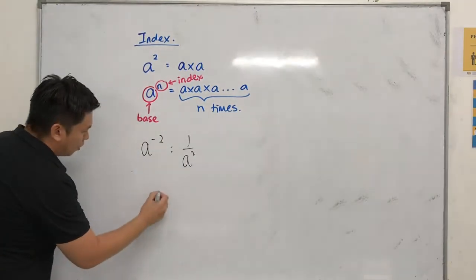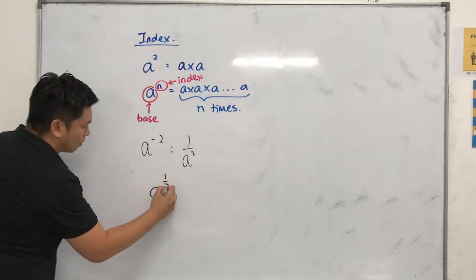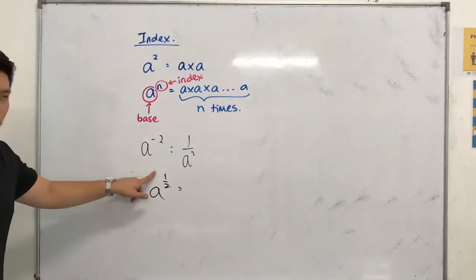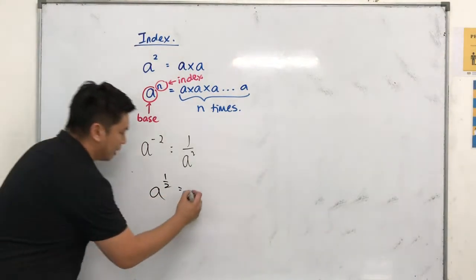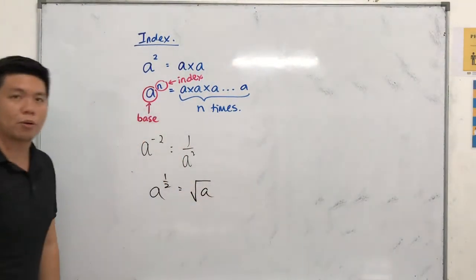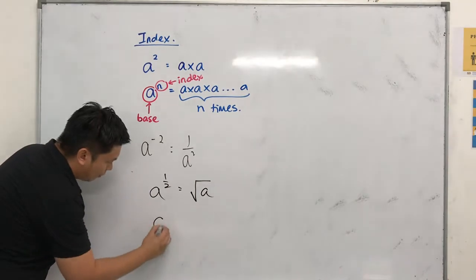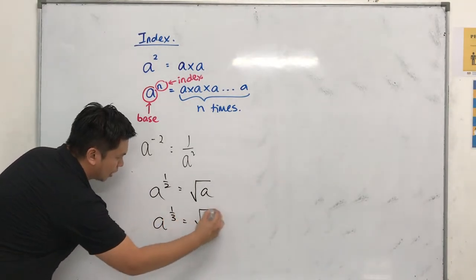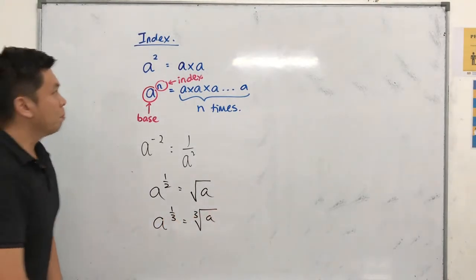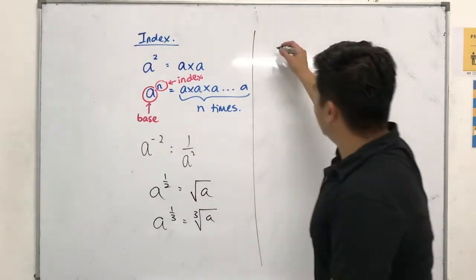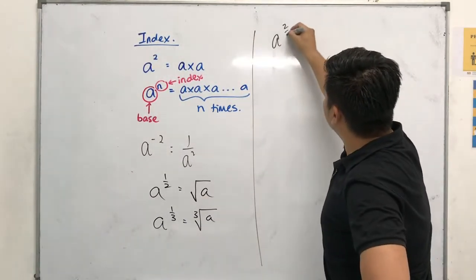What if I give you a to the power of 1 over 2? Okay, if you have a to the power of 1 over 2, this particular thing simply converts to become square root. Okay, square root of a. Similarly, if I have a to the power 1 over 3, it's actually a cube root of a. Okay, and then if I add a bit more, lebih susah sedikit, a to the power 2 over 3.